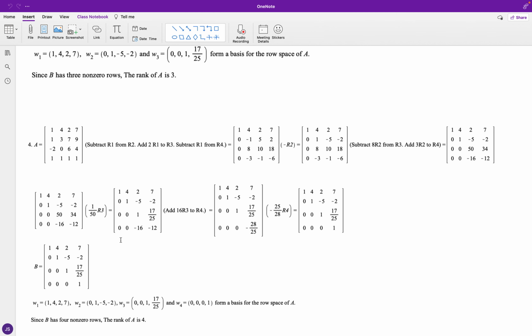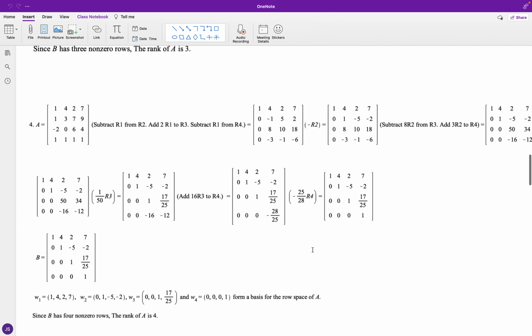And again, changing the 50 that we have here to a 1. So I'm going to be taking 1/50th of the third row. So this will come out to 0, 0, 1, 17/25ths. And for what I have in the last row, I want to make the negative 16 to 0. So if I add 16 times the third row to the last, we want to have the change up to 0, 0, 0, negative 28/25ths. And then changing that negative number to a positive 1, I'll be taking negative 25/28ths of the last row, so it'll come out to 0, 0, 0, and 1.